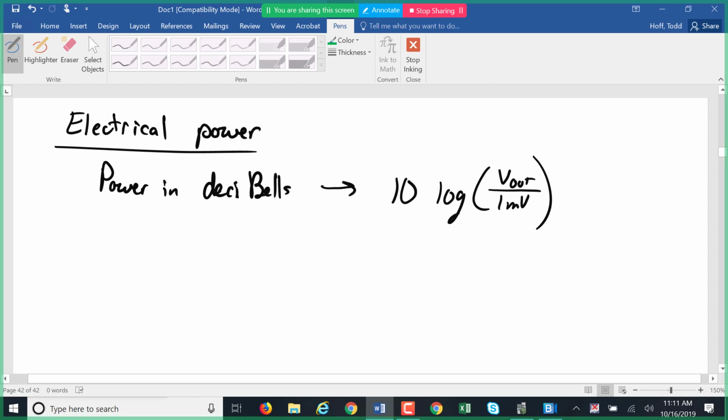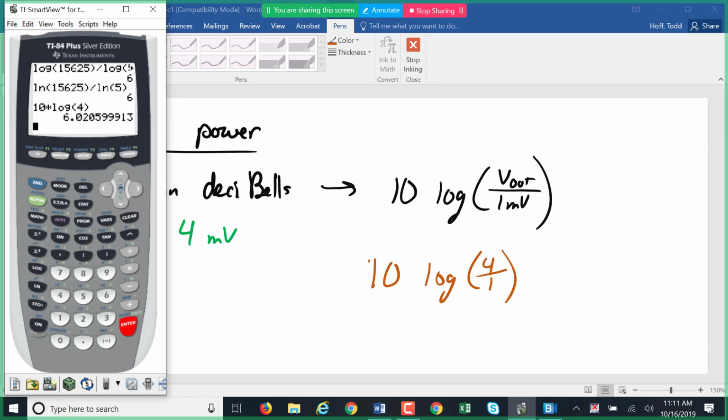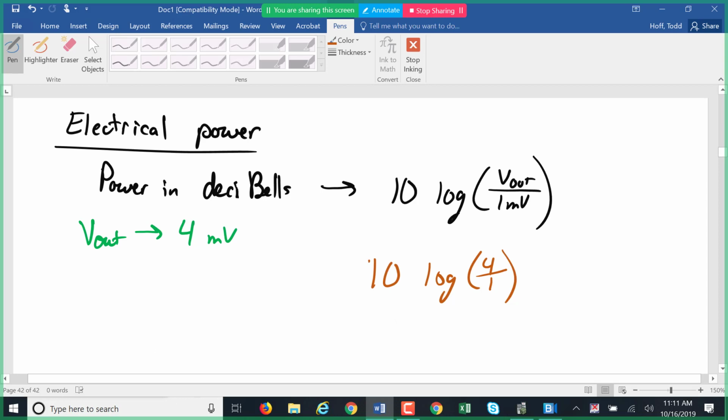So if I have a device that is putting out 4 millivolts, the power is 10 times the log of 4 millivolts divided by 1. Now the millivolts divide out, so it's just 4 divided by 1, or 4. So 10 times, and this is a log base 10 of 4, giving us 6.02 decibels.